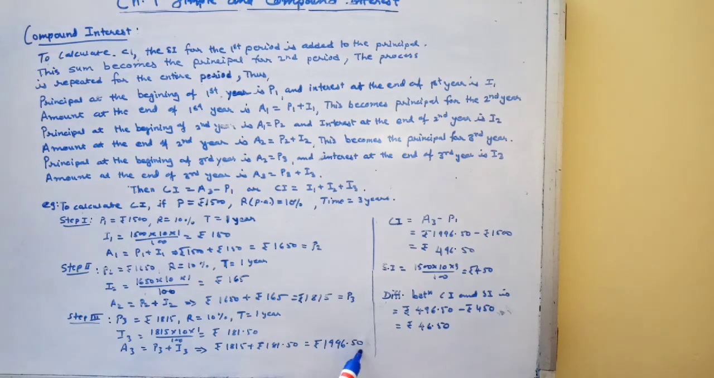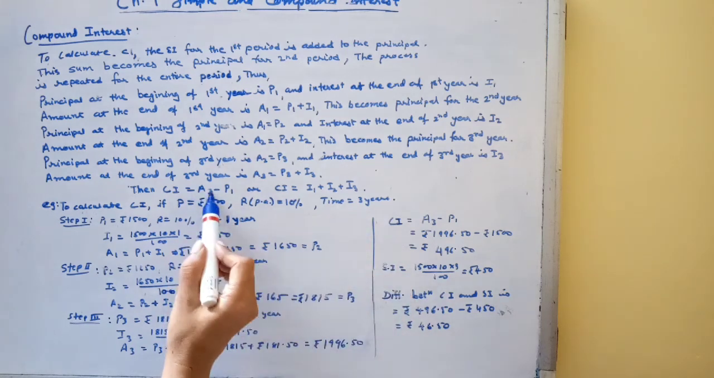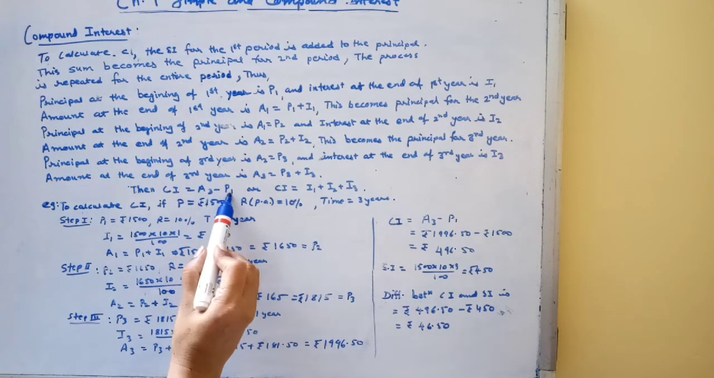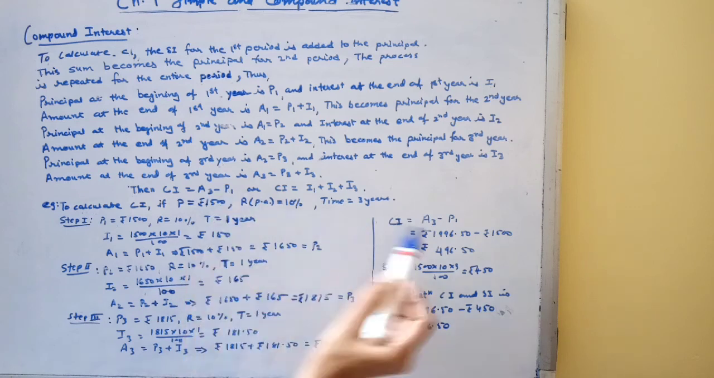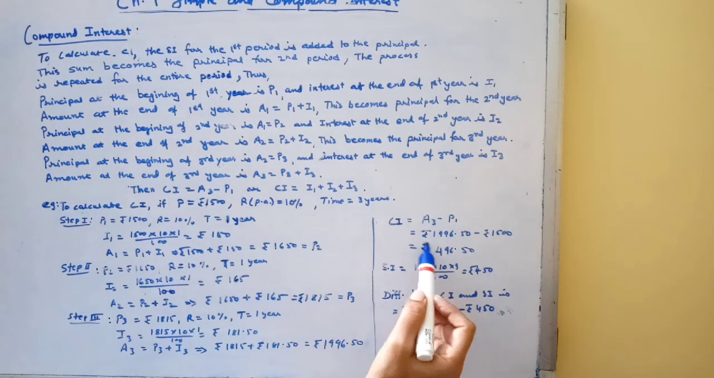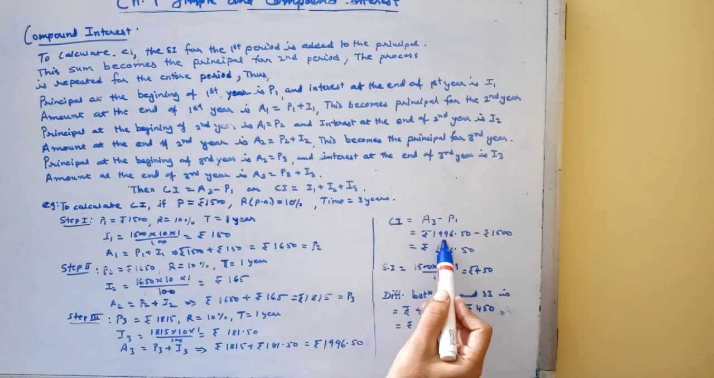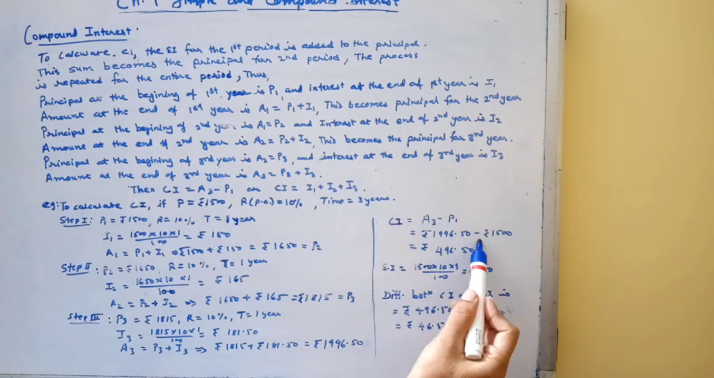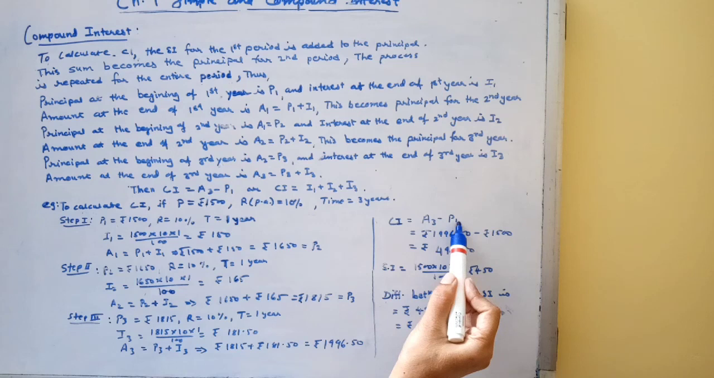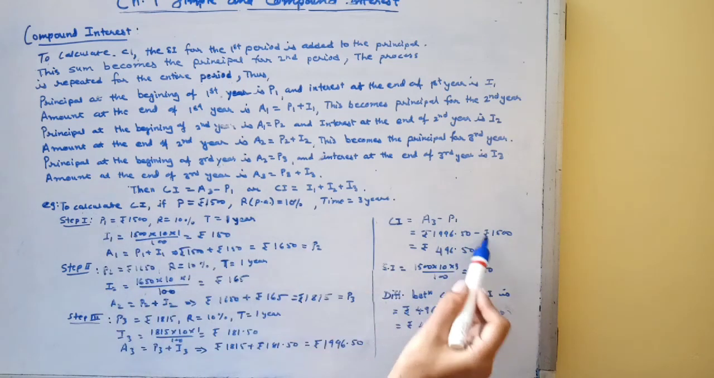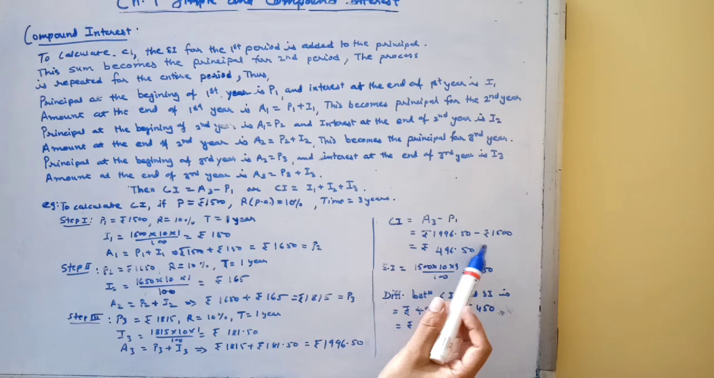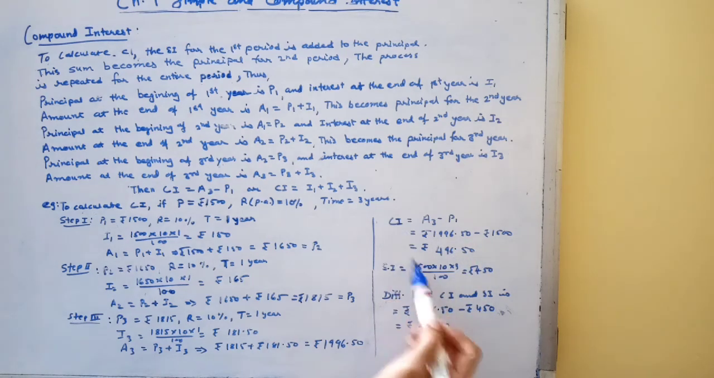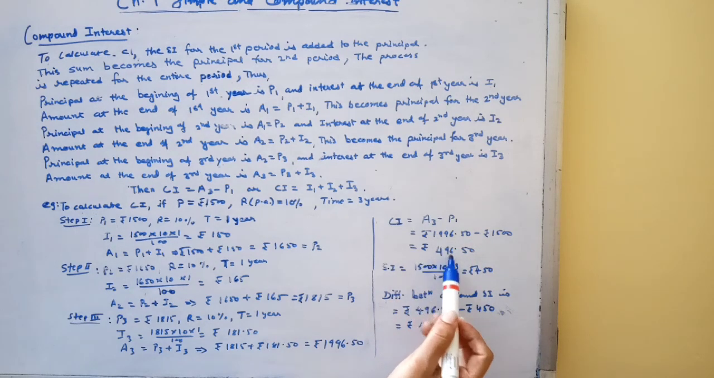We will get the amount for the third year as rupees 1996 and 50 paise. Now we calculate compound interest using the formula amount for the third year minus principal for the first year, that is A3 minus P1, which is rupees 1996 and 50 paise minus rupees 1500, the principal for the first year. Then when we subtract these two terms, we will get the compound interest, that is rupees 496 and 50 paise. Now this is the compound interest.